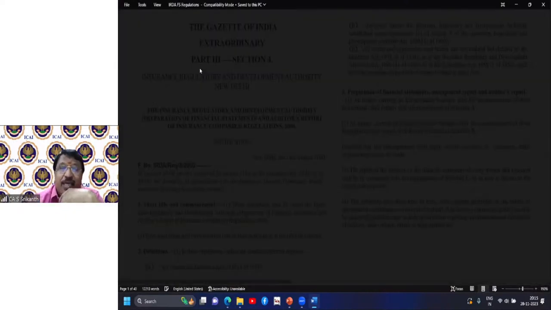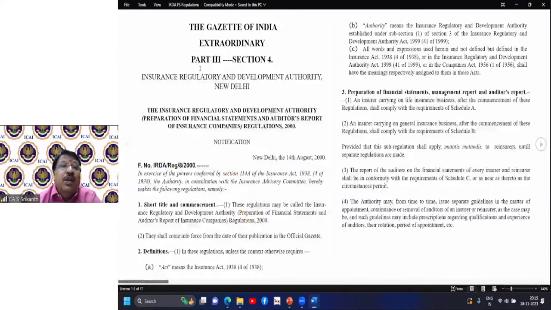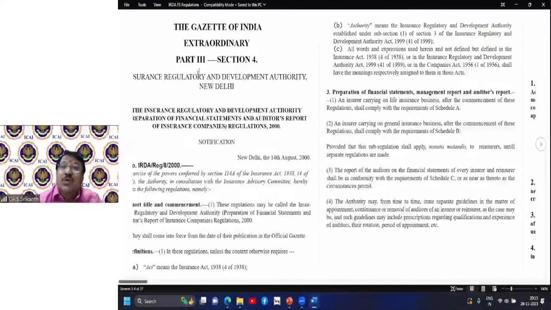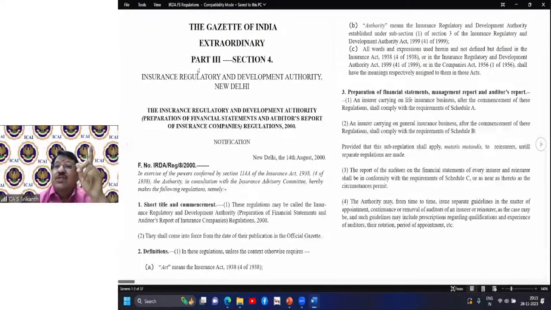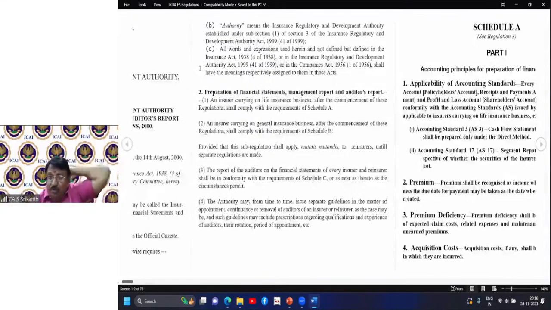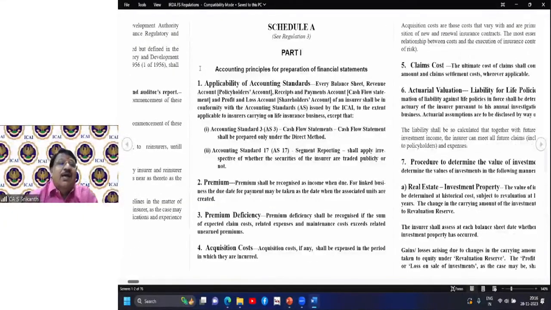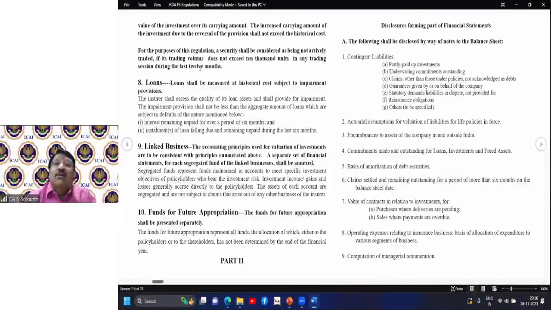So this is the regulation of the IRDA. IRDA has given clearly the accounting principles for preparation of financial statements. This is applicable only to insurance companies. An insurer carrying on life insurance should comply with the requirements of Schedule A. General insurance, Schedule B. So Schedule A, Schedule B, all that is there. I'm only showing you that such things are there for each industry.